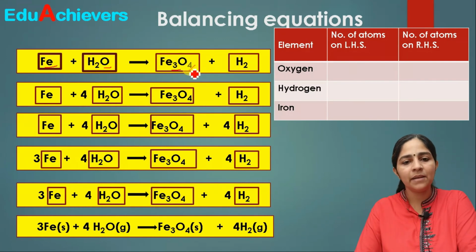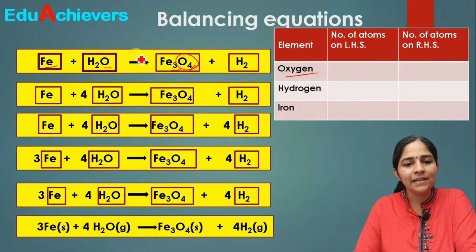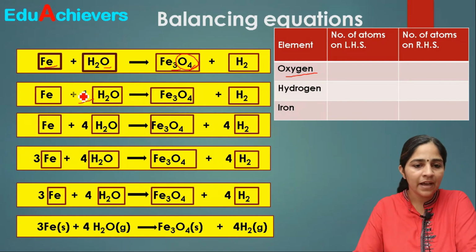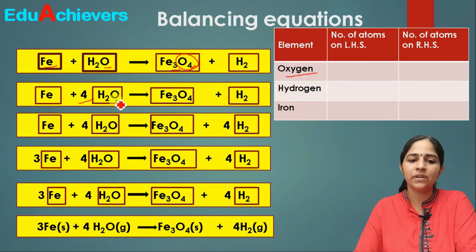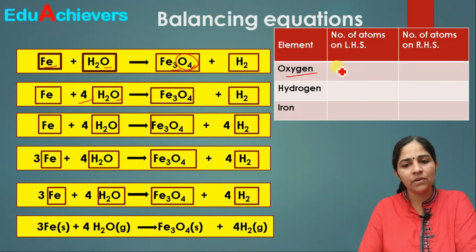So here you can see the number of oxygen is highest, it is 4. So we will take oxygen first for balancing, correct? So to balance oxygen here, we have put 4 as a coefficient in the second step. By putting 4 as a coefficient, we have equalized the number of oxygen. So now oxygen has got balanced. It is 4 on the left hand side and it has become 4 on the right hand side as well.